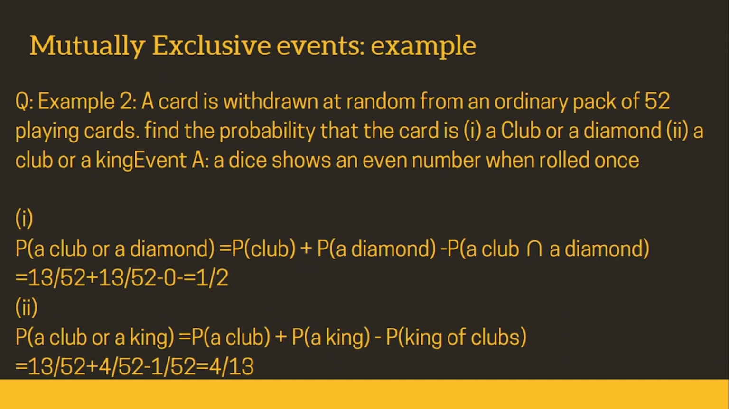So another example is this. A card is withdrawn from a random ordinary pack of 52 playing cards. Find the probability that the card is either a club or a diamond, and the probability it is a club or a king.